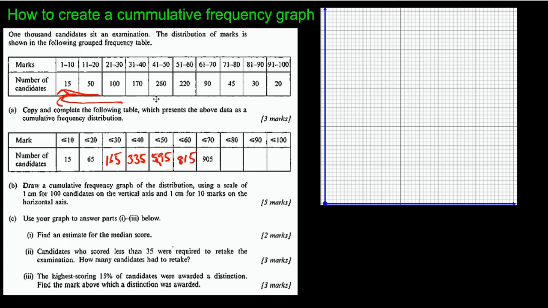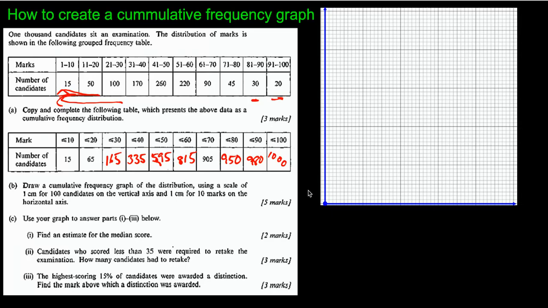905 would be 90 plus all the ones below it, plus another 45 is 950, plus another 30 is 980, and plus another 20 is a nice even 1,000. So there's 1,000 students total in this table. 1,000 students got less than or equal to 100. That's all of the students.